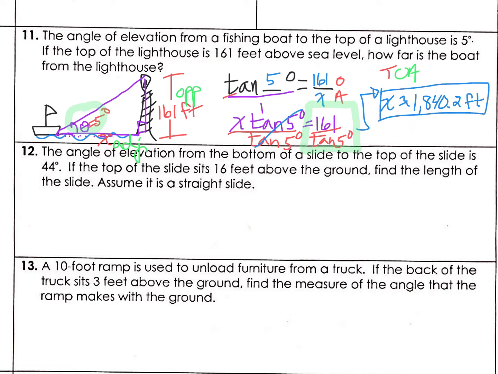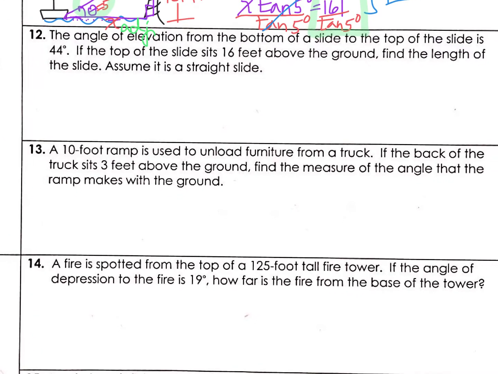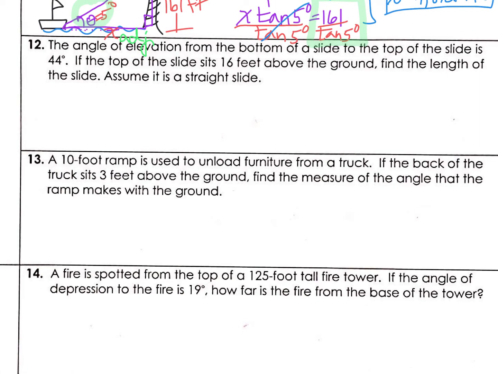All right, then I'll do one more with you. So for this one, it says the angle of elevation from the bottom of a slide to the top of the slide. So I'm going to do my best to draw a slide. So here's the ladder, right? Here's my ladder. And here's my slide. And so it does create this triangle, and I think I'll put the triangle in blue. So I really have this triangle right here, basically.